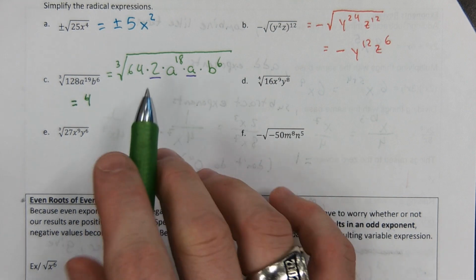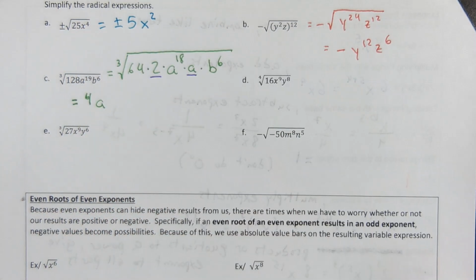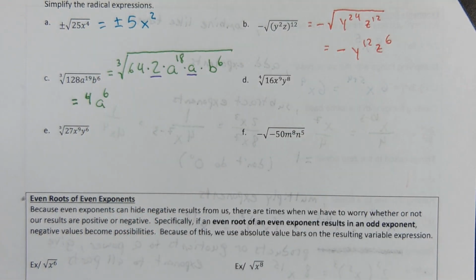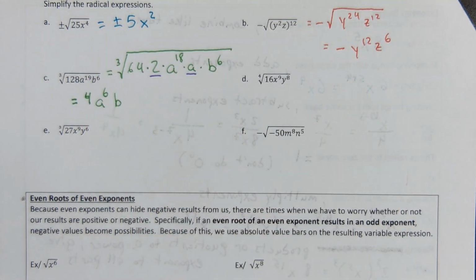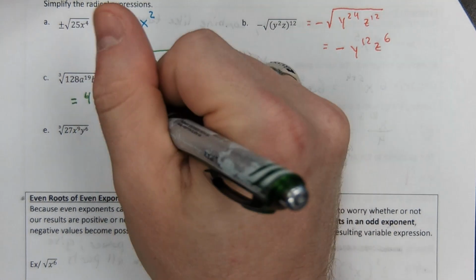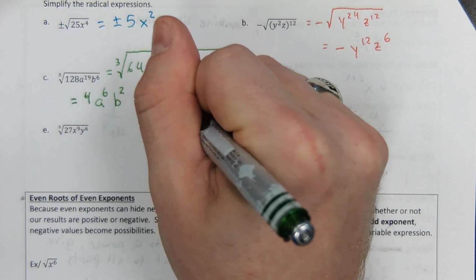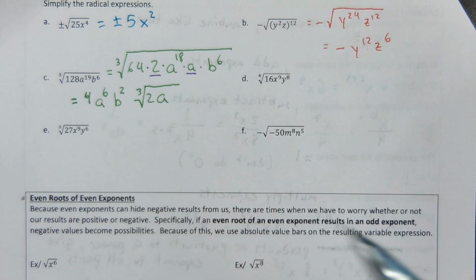Anyway, the 2 is stuck. When the a comes out, what will its exponent be? 6, yeah, because you're dividing its exponent by the root index. This a is stuck. When this b comes out, what will its exponent be? 2, because you're dividing the exponent of 6 by the root index. And then it's times the cube root of the things that were stuck. There it is.